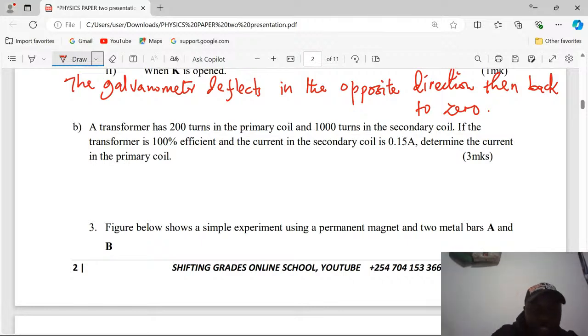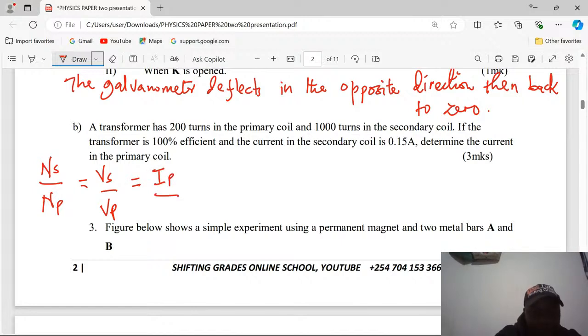Whereby the number of turns in the secondary divided by the number of turns in the primary, which is called the turns ratio, is usually equal to the voltage in the secondary over the voltage in the primary. And this is the same as the current in the primary, turned over, current in the secondary: primary over secondary for the current.